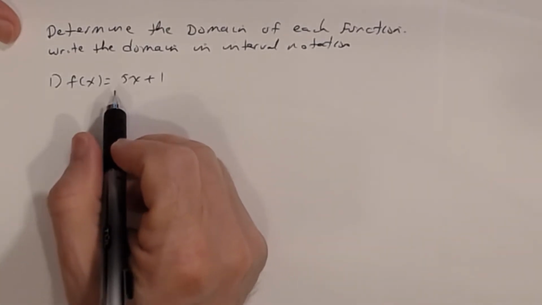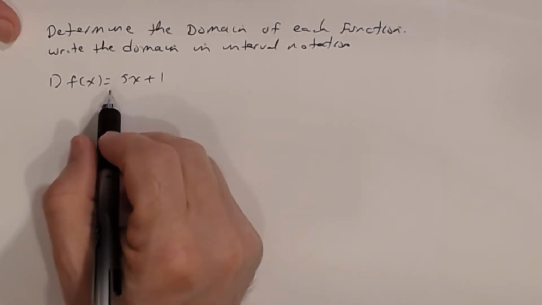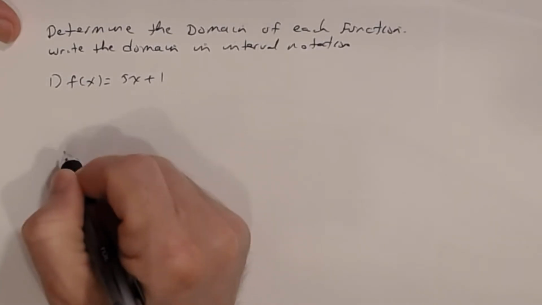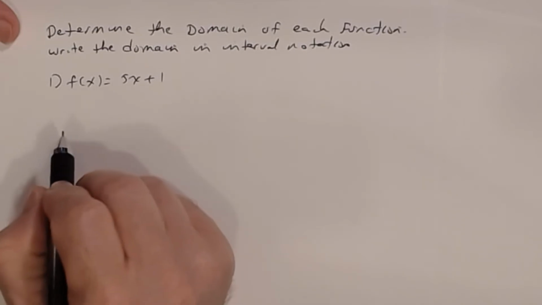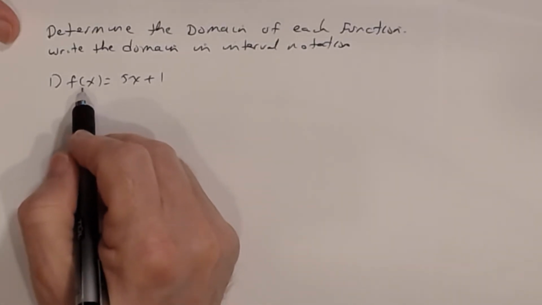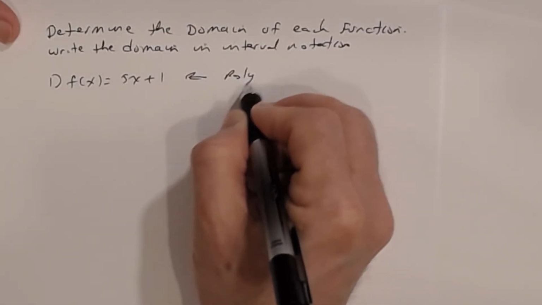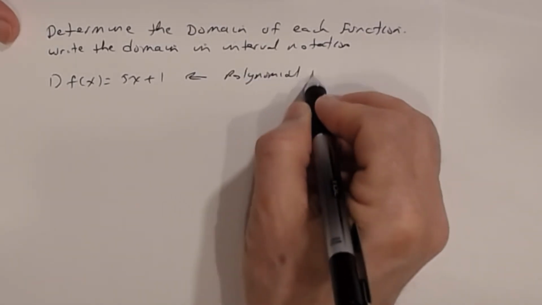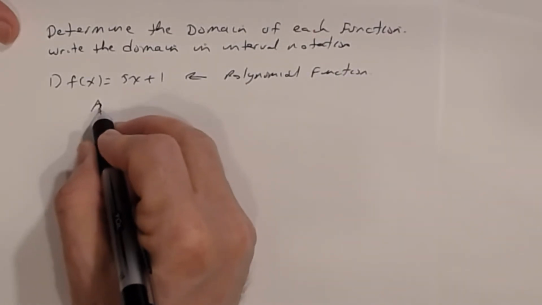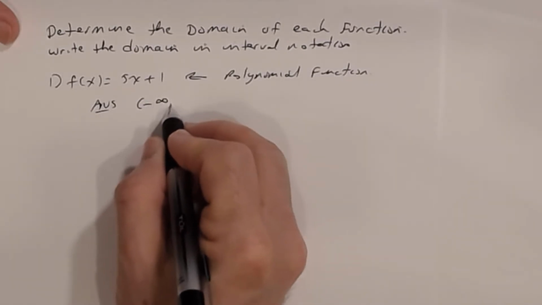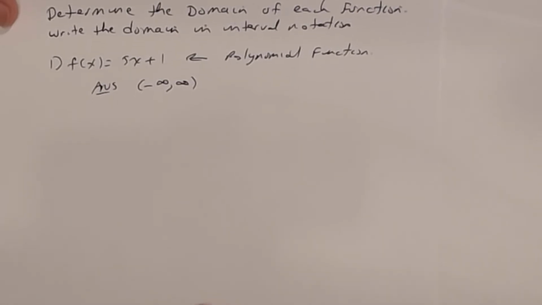For almost all of you, you also know that this is a linear function, and when you graph a linear function, you have a line. In this case, the slope would be 5, so it would be increasing. But basically, you recognize that this is a polynomial function. And we just saw that the domain of a polynomial function is all real numbers: negative infinity to infinity.